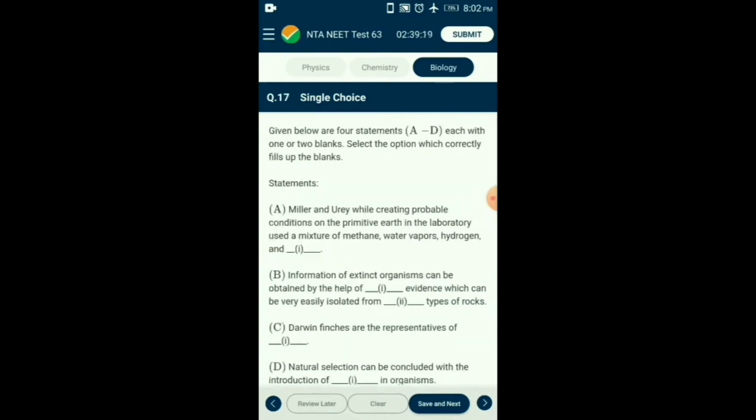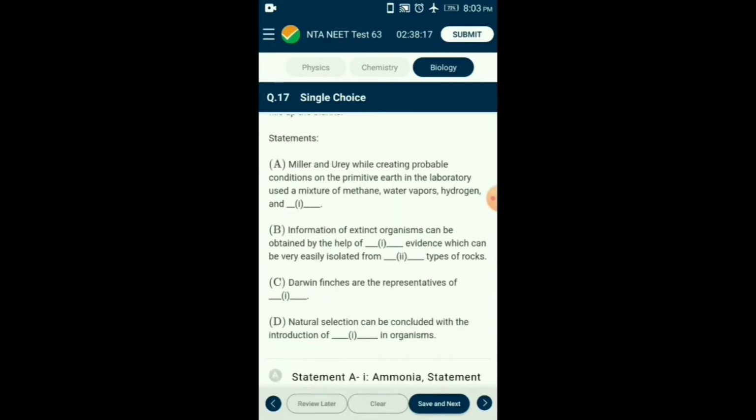Question number 17. Given below are four statements from A to D, each with one or two blanks. Select the option which correctly fills up the blank. Urey and Miller experimentally proved the formation of simple organic compounds from other simple compounds under specified conditions, where they took a methane, ammonia, hydrogen mixture in the ratio of 2:2:1, heated it, and passed the products through a condenser, which on condensation yielded aqueous and end products.